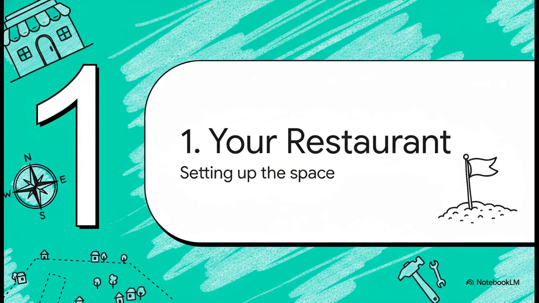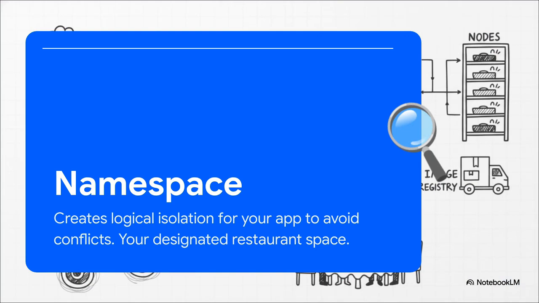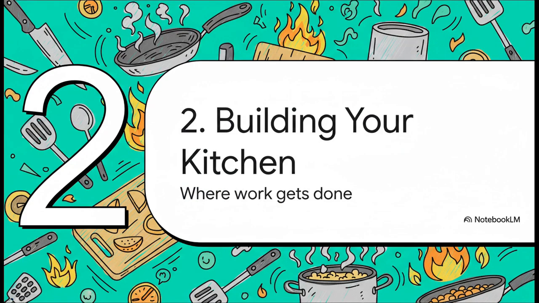First things first, every restaurant needs a place to set up shop, right? We need to claim our little corner of the world. Think of the entire Kubernetes system as a giant food court. A namespace is your own designated spot in that food court. It's like putting up invisible walls that keep your kitchen, your staff, and your customers completely separate from the taco stand next door. This is so important for keeping everything organized and making sure apps don't step on each other's toes.